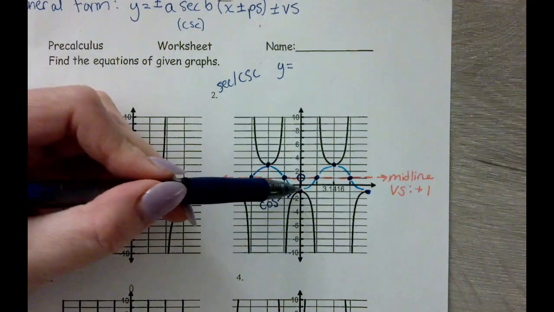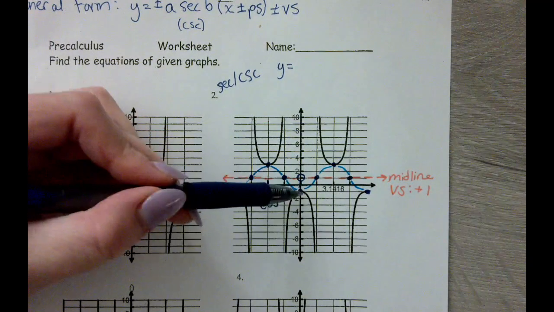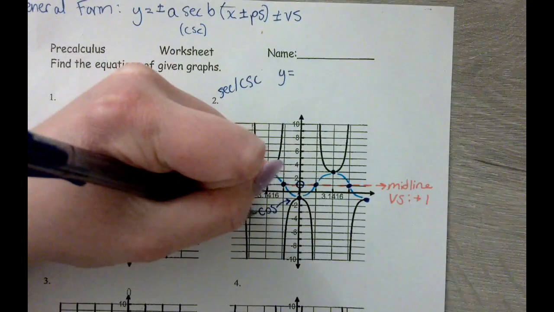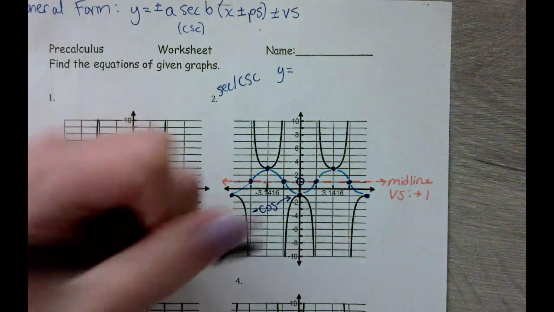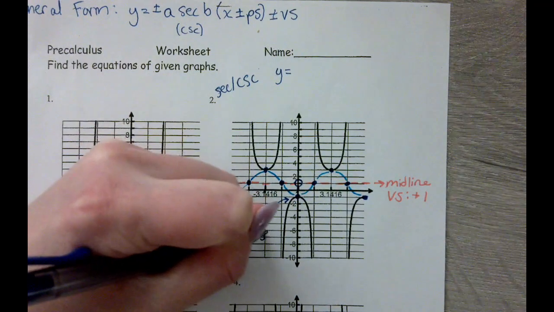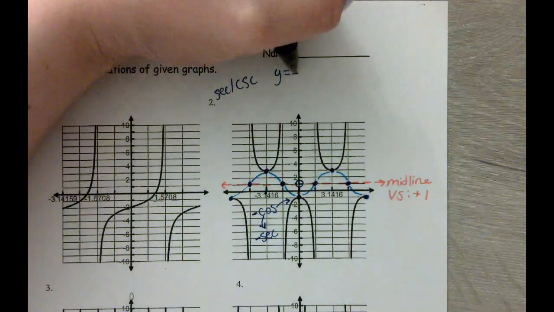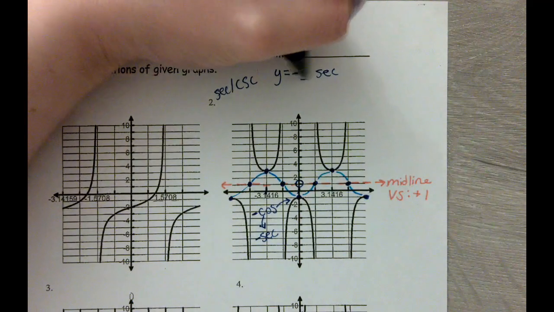But remember, natural cosine starts up here at a maximum. Since we're starting at a minimum, that means we have negative cosine. Since we have negative cosine, we're going to have negative secant. So our function here is negative secant. Leave room for the a.